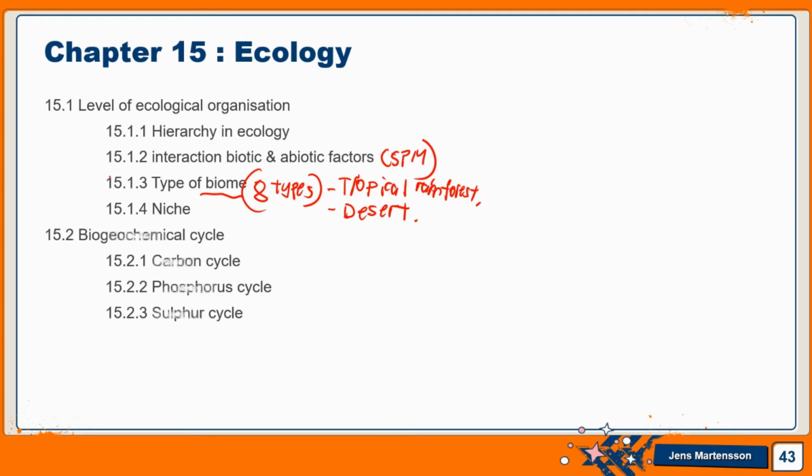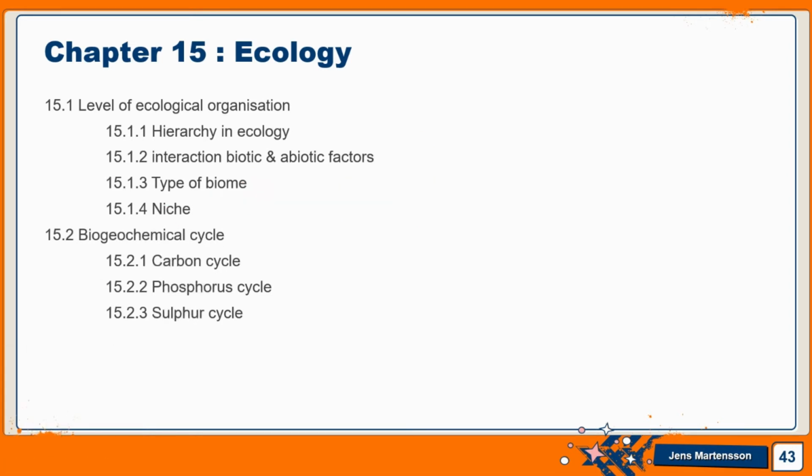Okay, then the second topic is about the biogeochemical cycle. You will see that bio means biology, and it includes geography and also chemistry. So these are the 3 components that are combined together, so it is called biogeochemical, and it is a cycle. Actually, this you have learned.